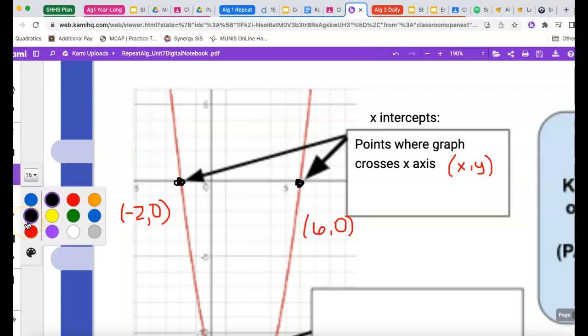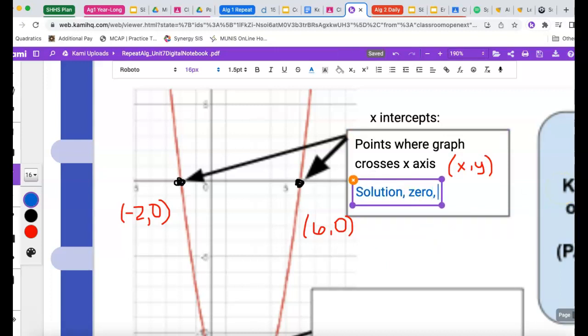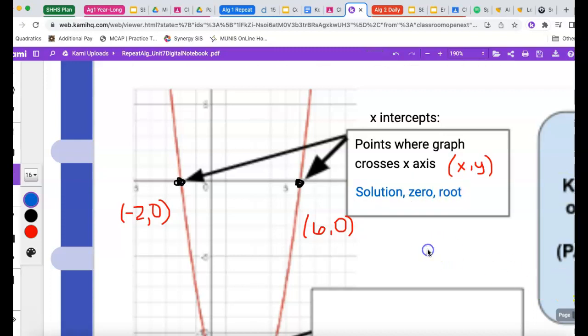So the only other thing that you guys need to know about x-intercepts is it has a couple of other names. So we can also refer to an x-intercept as a solution. We can also refer to an x-intercept as a 0 because it's on 0. And it's also called the root of the graph. So those are the different ways that you can say what the x-intercept is.